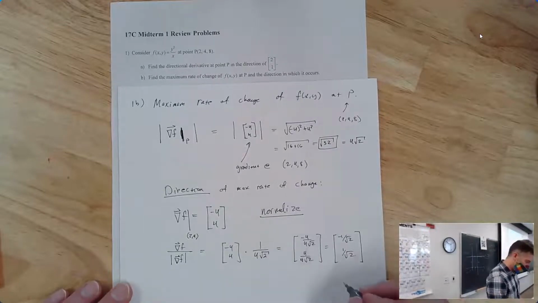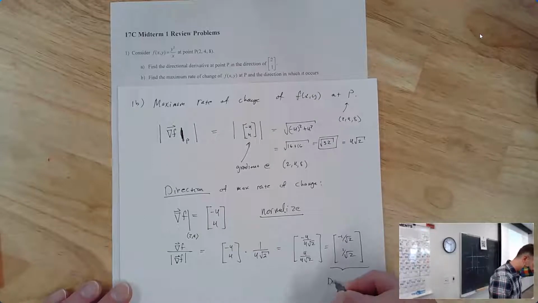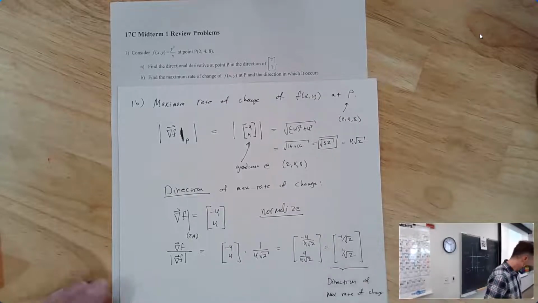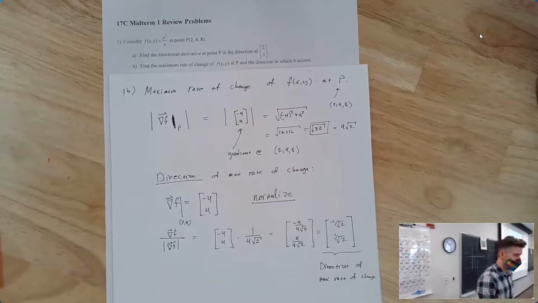So there is the direction of the maximum rate of change. And it is a unit vector. Its magnitude is 1.